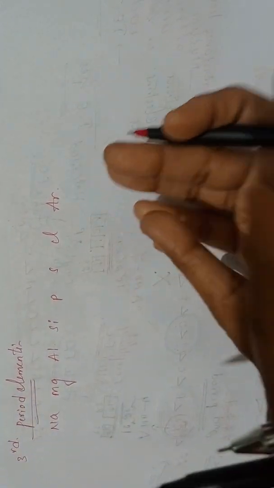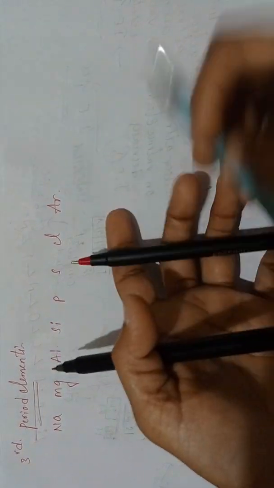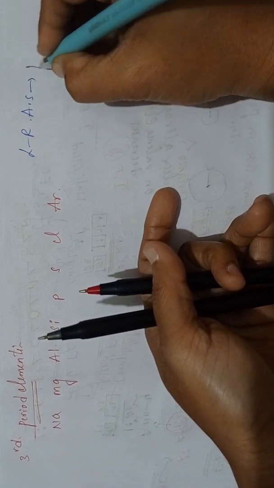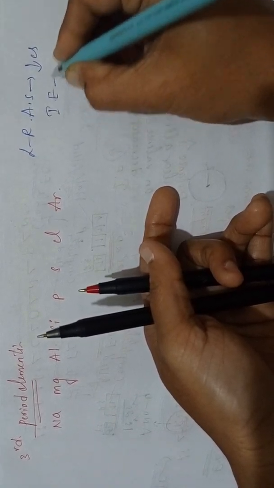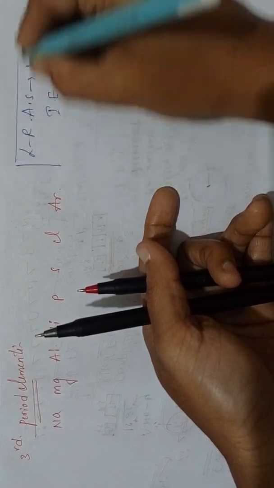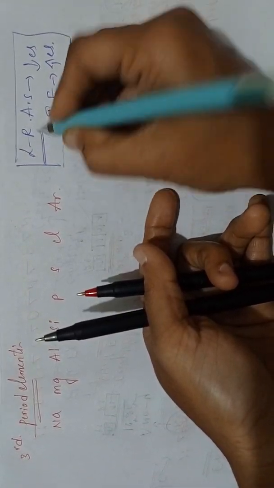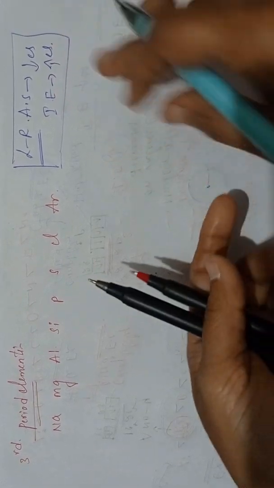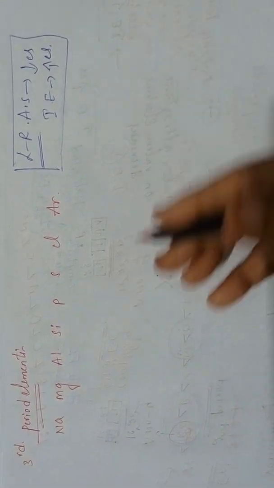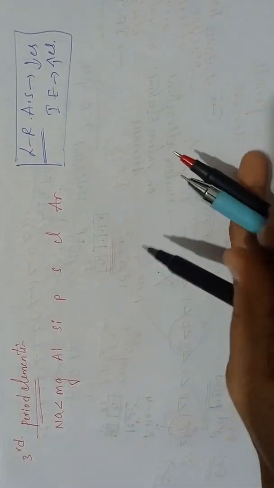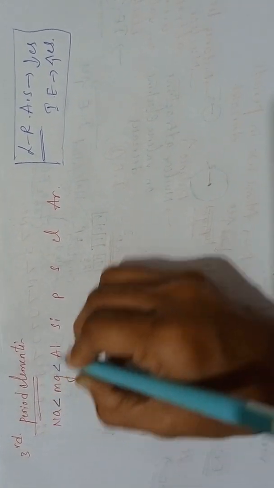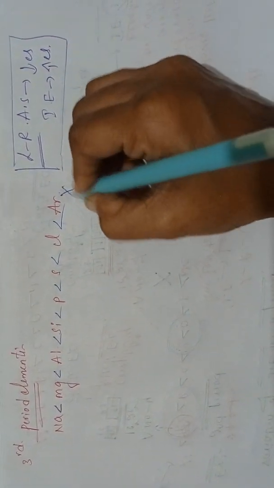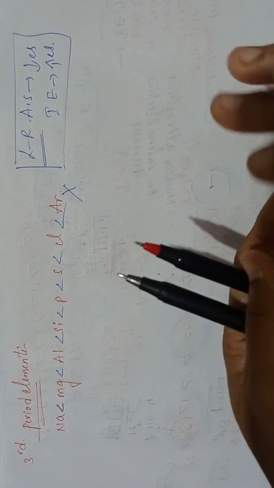Now what I told you, left to right, what will happen to atomic size? Left to right, atomic size decreases and ionization energy increases. Correct? So ionization energy increases means each element is less than the next. Is this the correct order? No, it is the wrong order. So what is the correct one?